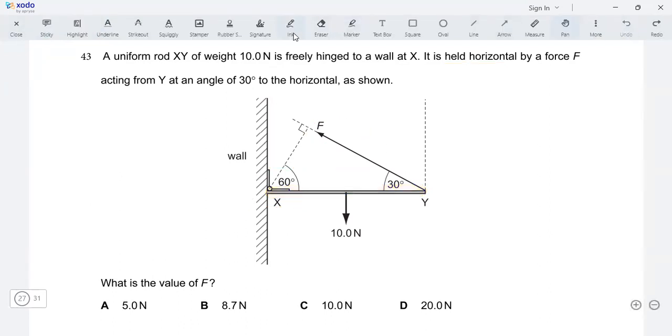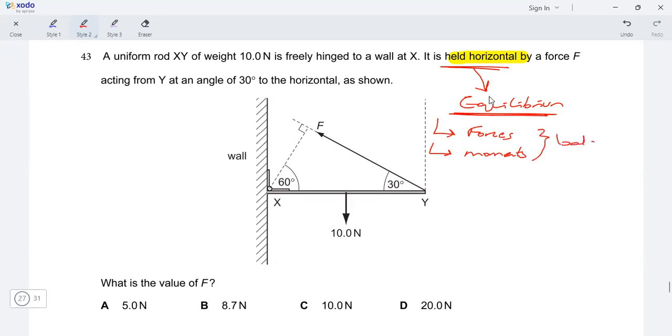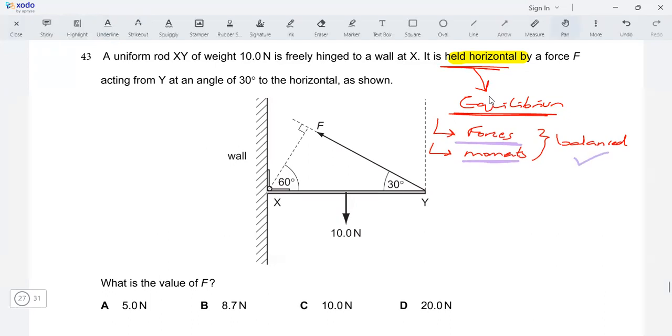Now, since the question says that the rod is held horizontal, that means it's stationary, which means it's in equilibrium. And in order for it to be in equilibrium, these two conditions should be satisfied: the forces and the moments should be balanced. In order for any object to be in equilibrium, these are the two conditions for equilibrium. The forces and the moments must be balanced.